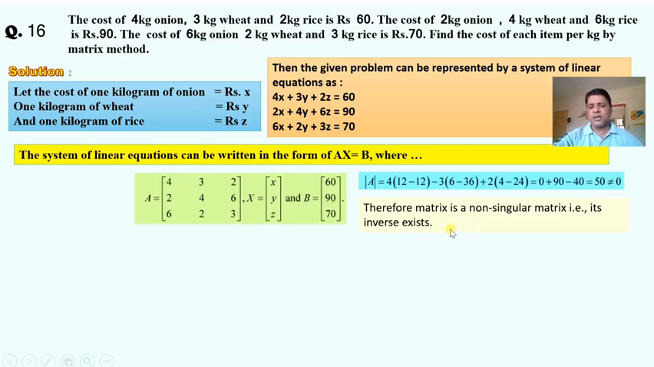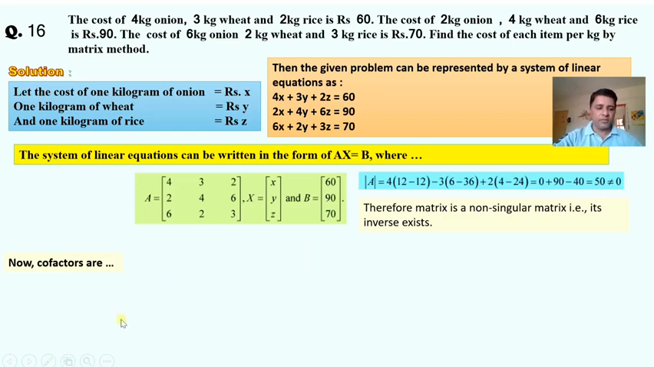Sometimes this question can be asked: in which matrix does an inverse exist and in which will it not exist? So what you will be doing is finding the determinant of A, that's all. If it is 0, you will say the inverse cannot be found, the inverse does not exist. And if it is not equal to 0, you will say that the inverse exists.